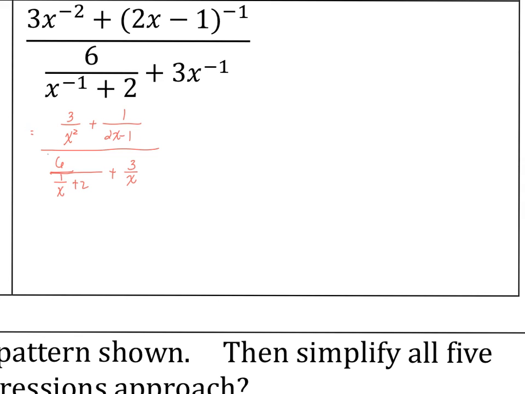Okay, let me first simplify this part of the complex fraction so we don't have to copy so many times. So 6 over, and the denominator, 1 over x plus 2. And then I can take the reciprocal of 1 plus 2x over x, which is 6 times x over 1 plus 2x. Okay, and then I can replace this with this part. Let's continue.